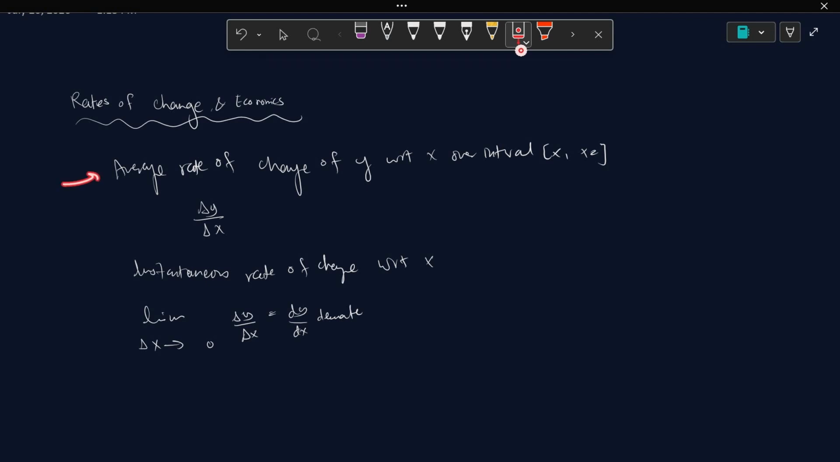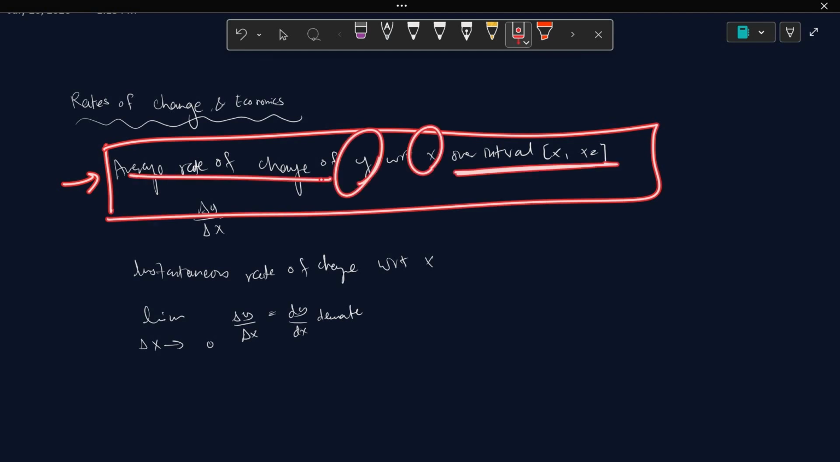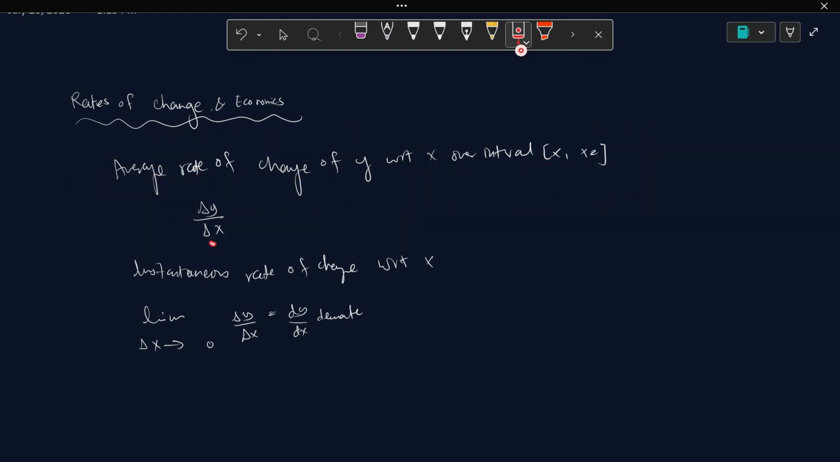For this, the first thing you have to know is that the average rate of change of y with respect to x over a certain interval is the slope of the line, which is delta y over delta x. The average rate of change is how much your y changes over an interval, and that is the slope between two points on a graph.